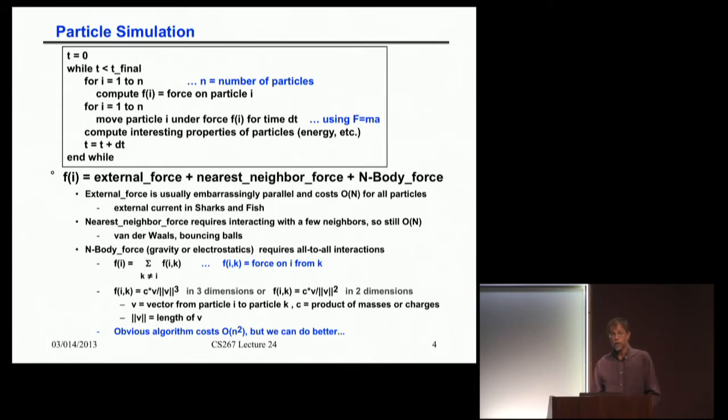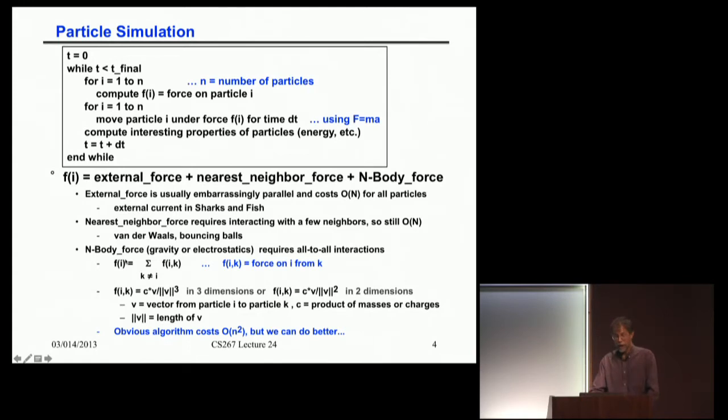So the external force is the easy, embarrassingly parallel part. If you're a fish in an ocean and you know where you are, all you have to do is know the current, where you are, and everybody can do that independently. Then there's the nearest neighbor force, where you have a cutoff distance. You don't depend on people who are far away. In physics, that could come up from van der Waals force, and we saw how to parallelize that in homework 2. And today we're going to concentrate on the n-body force, where everybody depends on everybody.